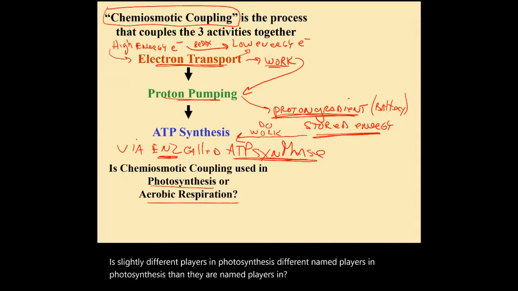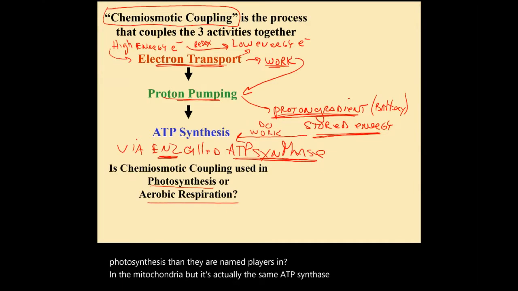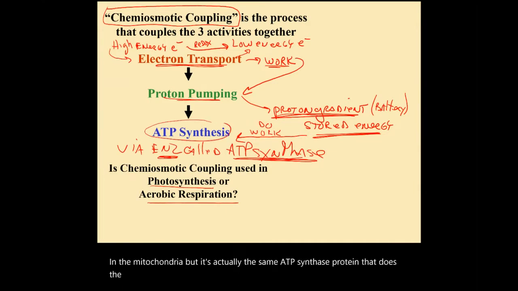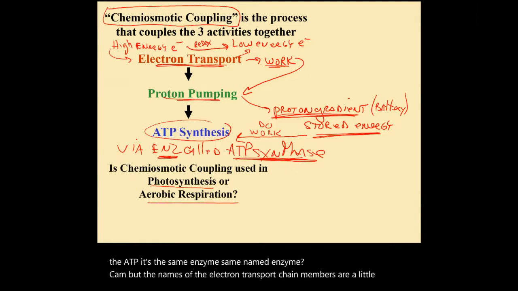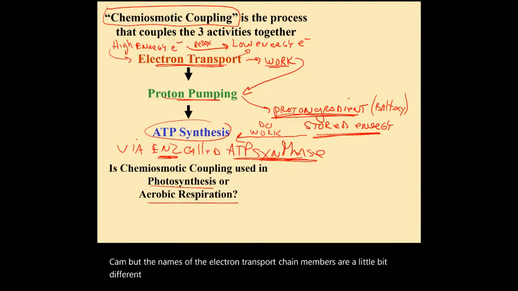But it's actually the same ATP synthase protein that does the ATP. It's the same enzyme, same named enzyme. Okay? But the names of the electron transport chain members are a little bit different in photosynthesis than they are in oxidative phosphorylation. So it's both. That's the important thing there. Both.